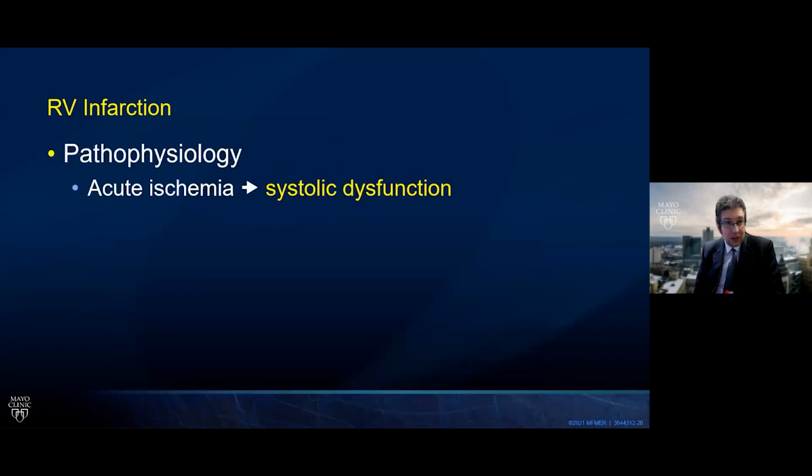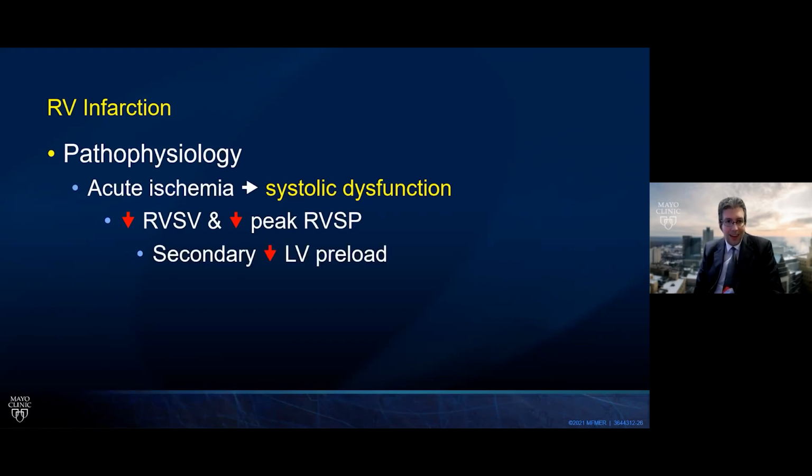As the RV becomes acutely ischemic, it develops systolic dysfunction. Therefore, the RV stroke volume goes down and the peak RV systolic pressure goes down. We can't generate that forward flow. And because we have that decrease in RV forward stroke volume, the LV actually becomes underfilled. The LV preload goes down. And as the LV preload goes down, we slide down our Starling curve, our LV stroke volume goes down. And therefore, we have a total decrease in cardiac output, both RV and LV output.